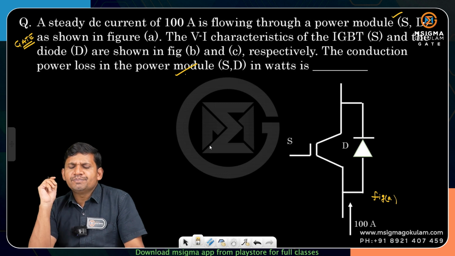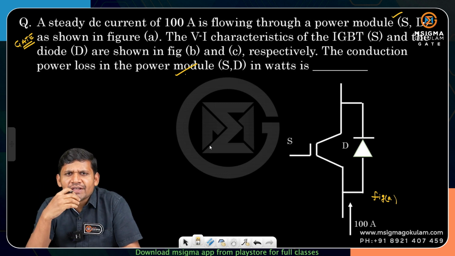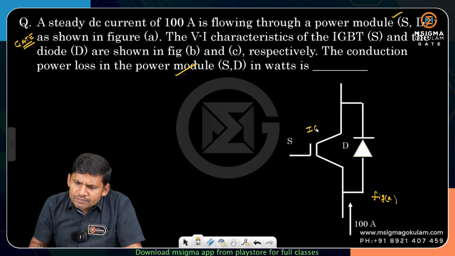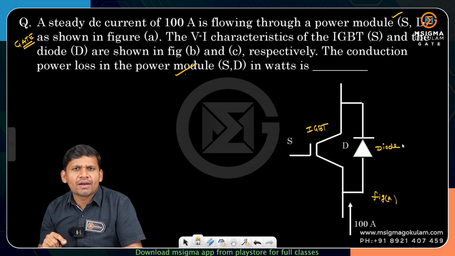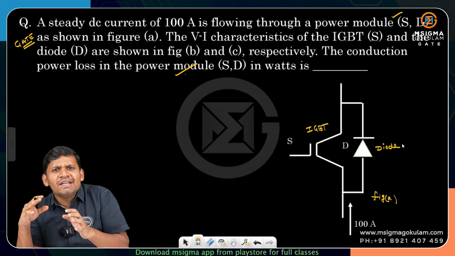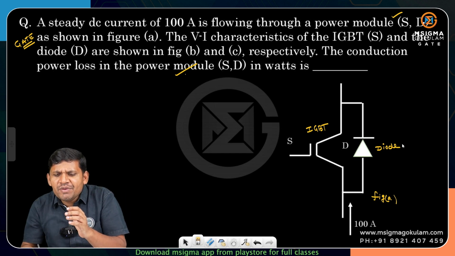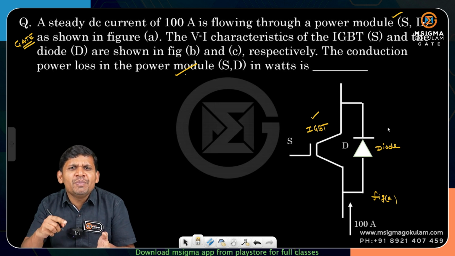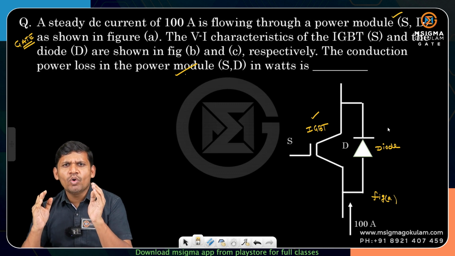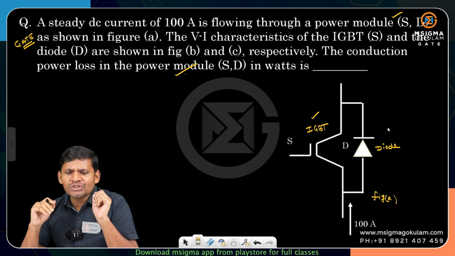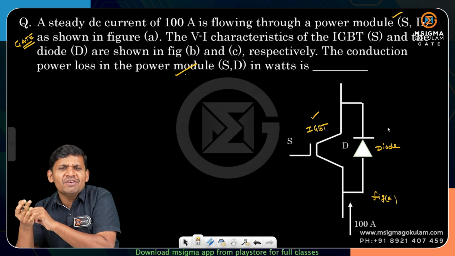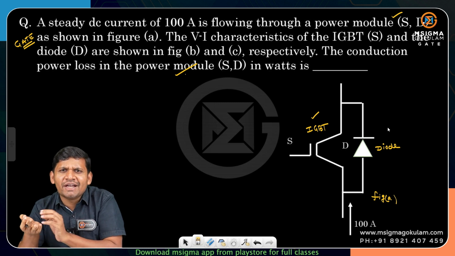Here the question asks you to calculate the conduction losses in a device. This is the IGBT, this is the diode, students. These two are anti-parallel. If these two devices are anti-parallel, if the IGBT is conducting, the diode will not conduct. If the diode is conducting, the IGBT will not conduct, because in anti-parallel only one device will conduct at a time. But here the question asks you to find the power loss in a module, and in which device you have to calculate is not given.